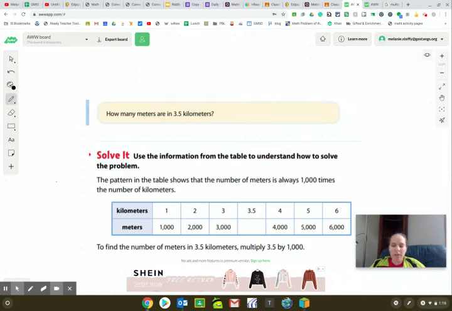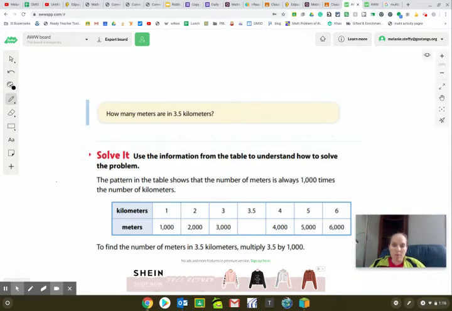Today, we're going to continue with our metric conversions, except we're going to be working with numbers that are not nice, easy whole numbers. We're going to be using what we know about multiplying and dividing by powers of 10 with decimals, mainly for today. So let's look at this first example.